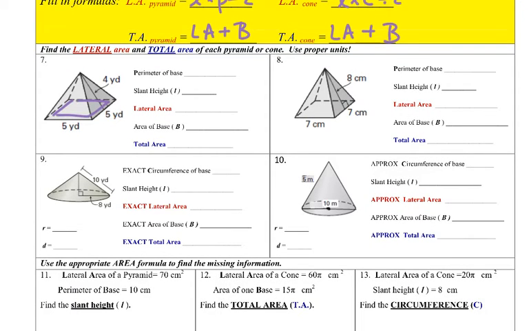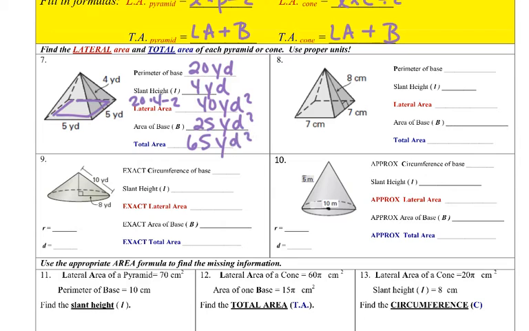So here in my pyramid, perimeter of the base, 5 plus 5 plus 5 plus 5 is 20, and the slant height is 4. 20 times 4 divided by 2 is 40 yards squared. Area of the base, since it's a square, is 5 times 5, and if I add up 40 plus 25, that's how I get 65.